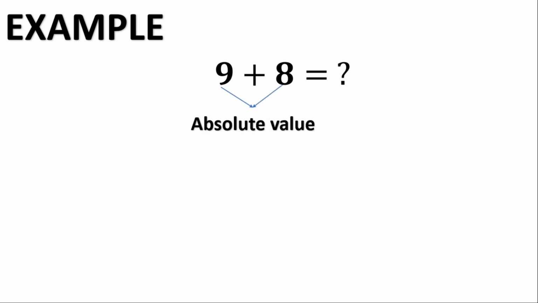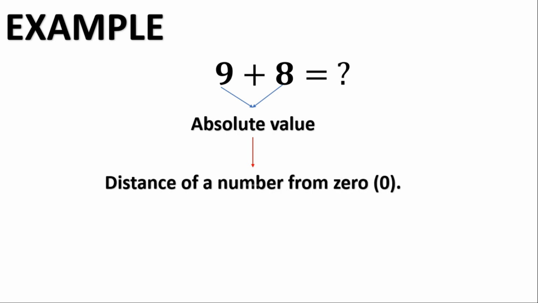Example, I have here 9 plus 8. 9 and 8 here is what we call absolute value. Pag sinabi kasi nating absolute value, ito yung distance of a number from 0. Okay, so kapag sinabi kasi nating distance, wala naman tayong negative distance. So we will consider that absolute values are always positive.